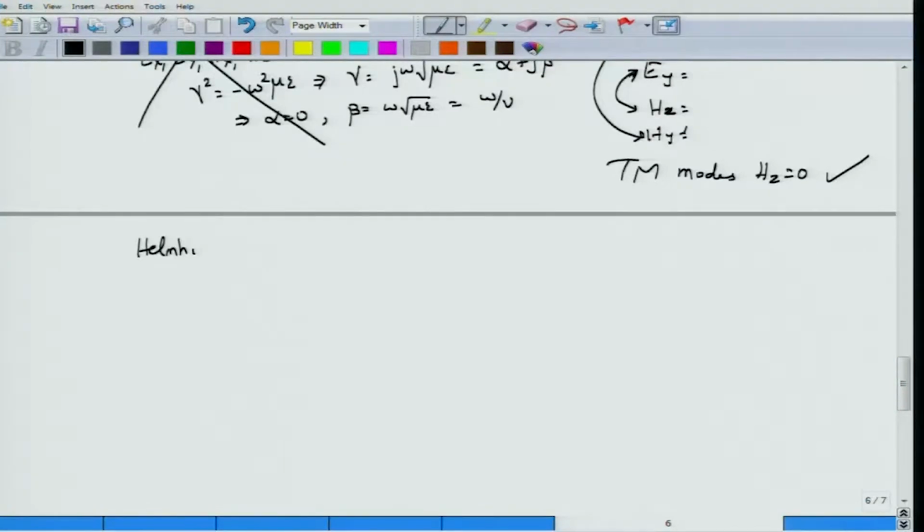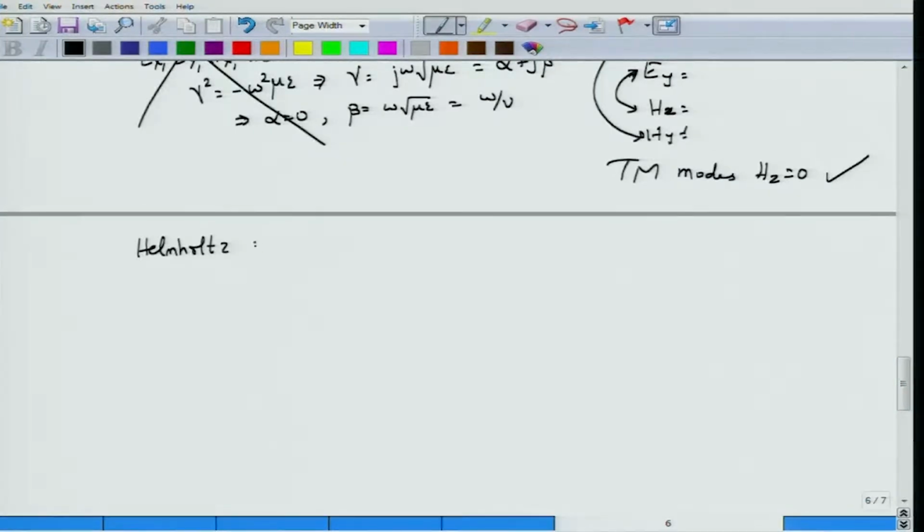Okay, so for these modes we need to actually obtain what is Ez and Hz. But before we do that, we need to first obtain an expression for Ez itself. How do I do that? Well, that is actually quite simple, right? I know from the Helmholtz equation, right?